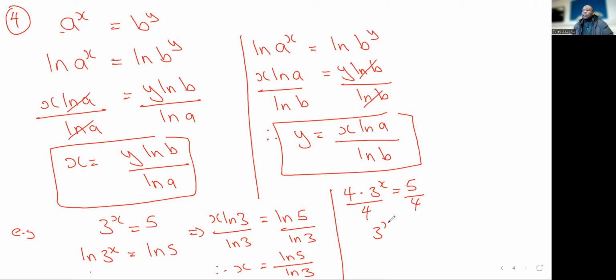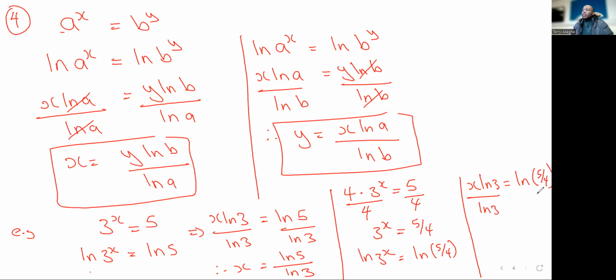So you can now have 3x is equal to 5 over 4. Then you can now take the ln of both sides. So you're going to have ln 3x is equal to ln 5 over 4. Bring down the x. You have x ln 3 is equal to ln 5 over 4. Divide both sides by ln 3. This will cancel that. So x will be equal to ln 5 over 4 divided by ln 3. So you can see you can solve it using different methods.